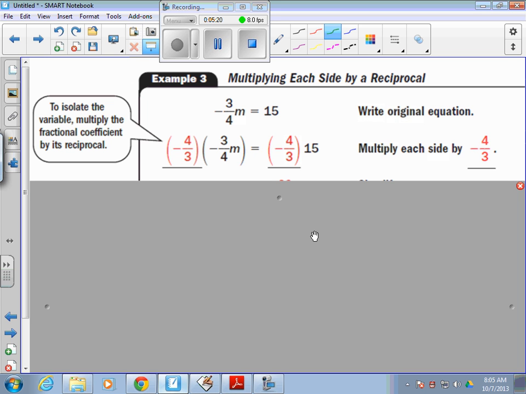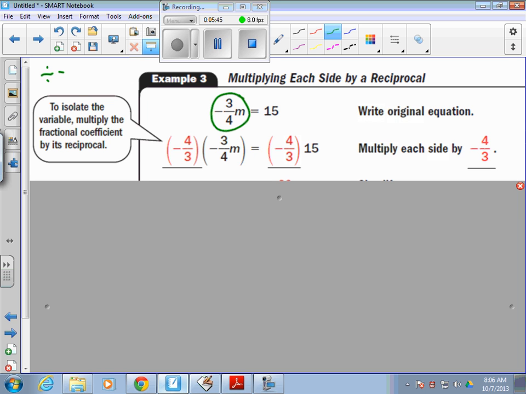Example 3 says multiplying each side by a reciprocal. All you're doing with this one is you're kind of skipping a step. Well, not really skipping it. You're just kind of speeding it up. If we were to read this right here, negative 3/4 m, we could say that means negative 3/4 times m. So we know in order to undo times something, you divide. So what that would do is we would divide by negative 3/4.